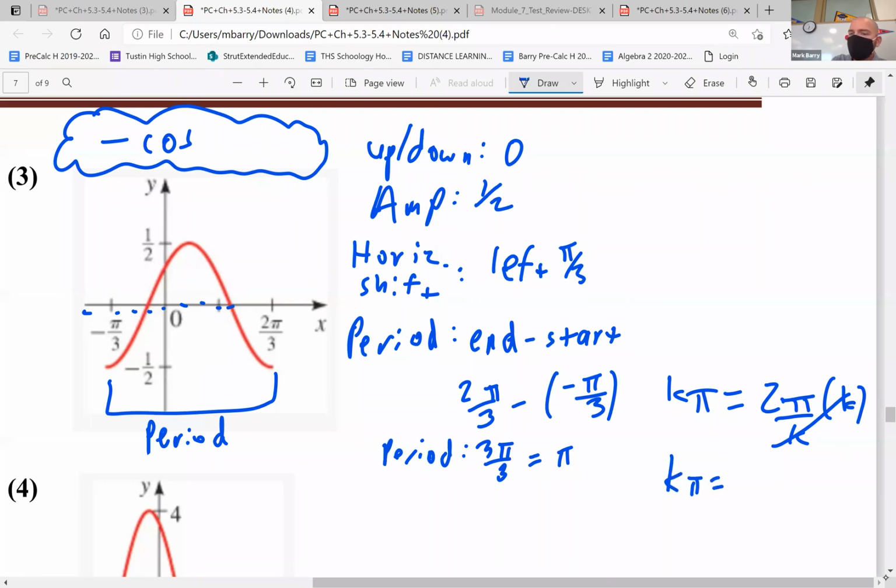So k pi equals 2 pi, divide by pi. So k equals 2.